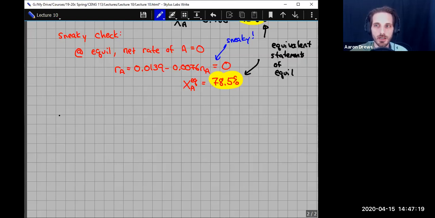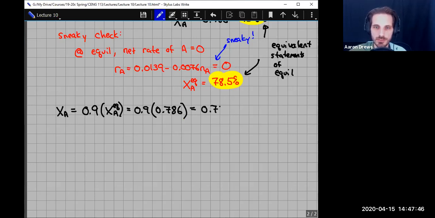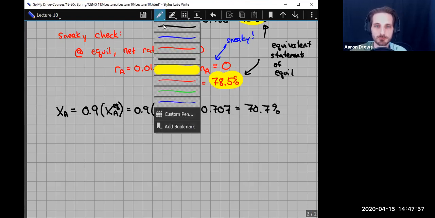So if we know our x sub a, no, if you invert that, you'll get a different result. Our x sub a by our process specification is 90% of our equilibrium conversion. 0.9 times 0.786, we'll say, as the first one. So this ends up being 0.707, which is 70.7%.